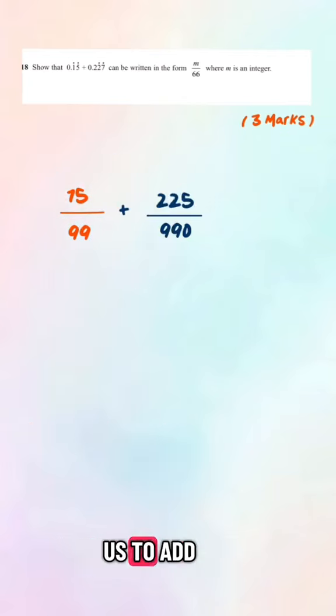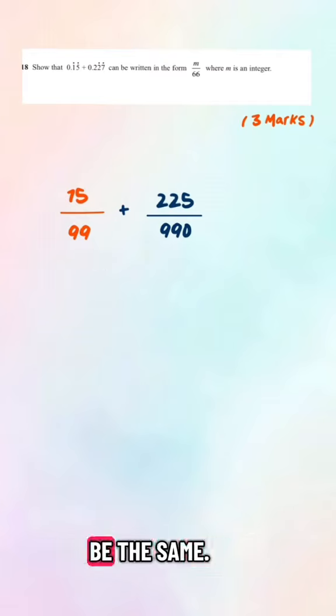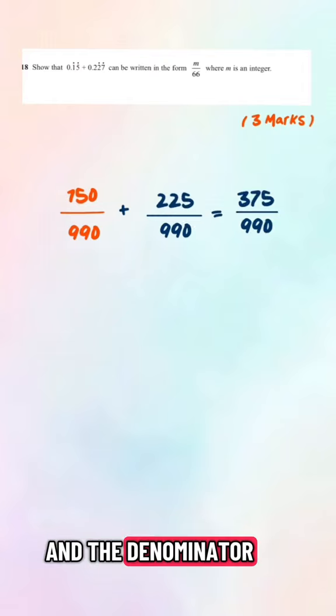The question wants us to add both recurring decimals, so the converted fractions, we're going to add them. So remember, when adding fractions, denominators need to be the same, so we're going to times this one by 10 and do the same thing to the top. Now we need to add the top, which is going to equal 375, and the denominator stays the same.